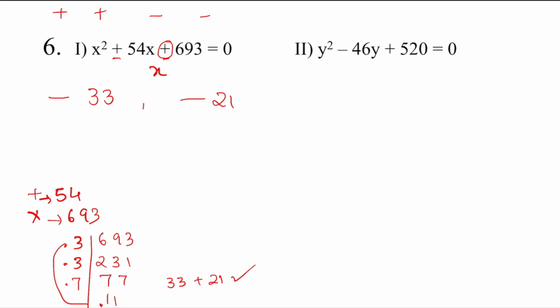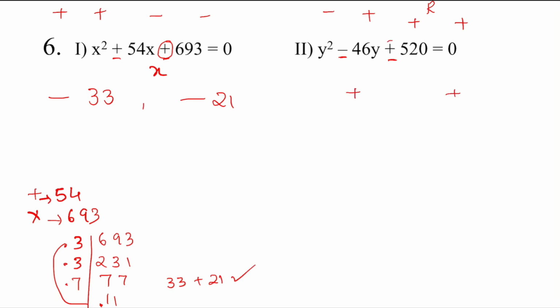Next, for y. y square minus 46y plus 520. Now you have minus here, plus here. When in the equation we have minus, plus, the roots will always be plus, plus. This you have to learn by heart, that table. So plus and plus will be our roots.